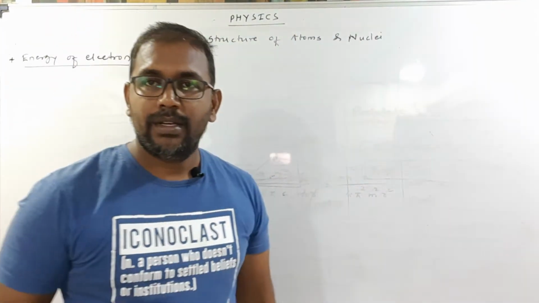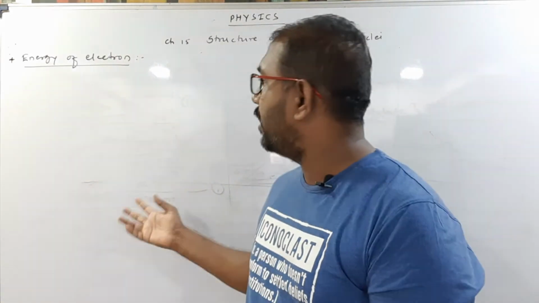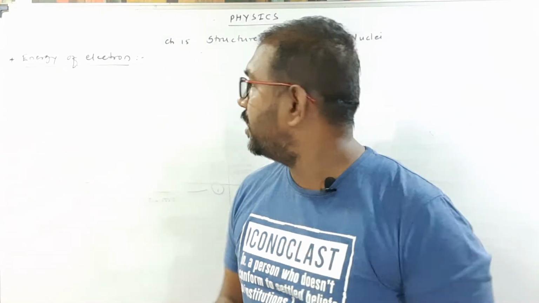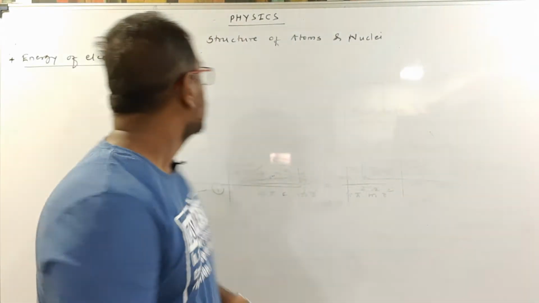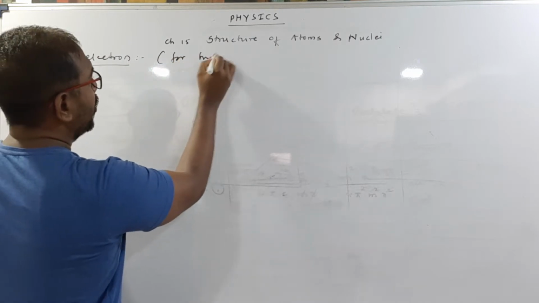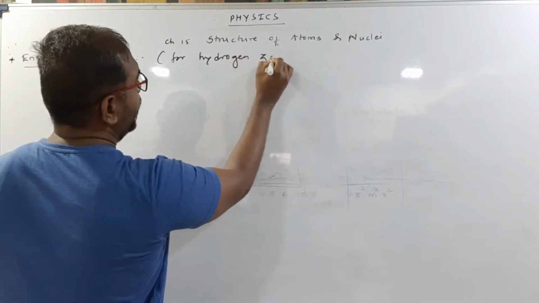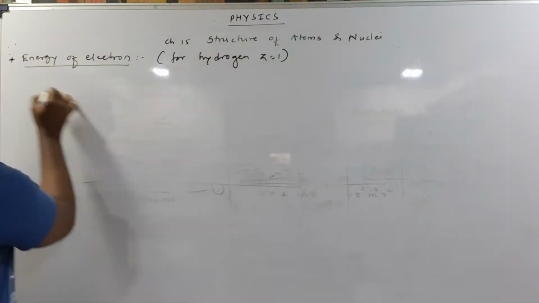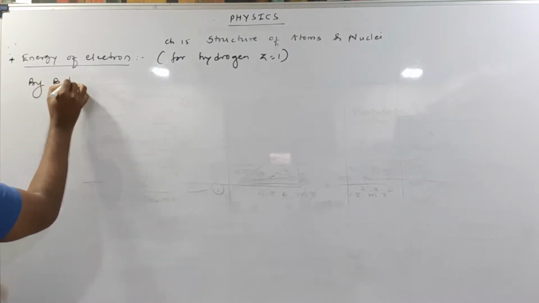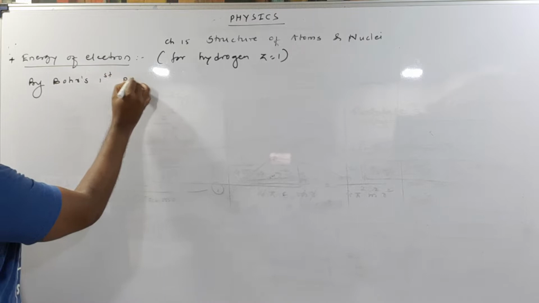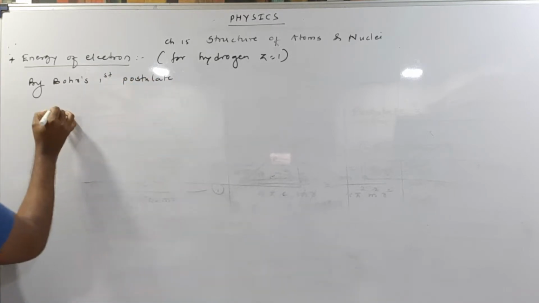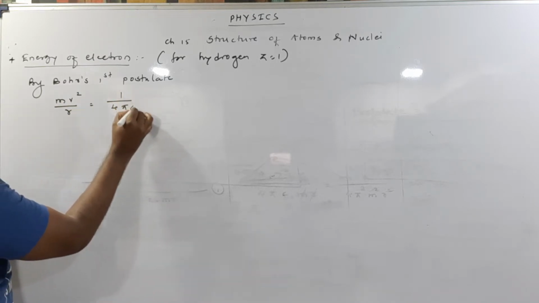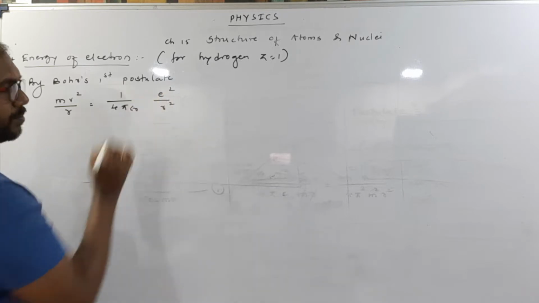So I told you the procedure of this article. Now let me find out the kinetic energy. For that, I consider one electron revolving around the nucleus. I consider the simplest atom, the hydrogen atom, for which Z is equal to 1. So consider the electron revolving around the nucleus. Then by Bohr's first postulate, centripetal force is equal to electrostatic force. So here we get this formula.